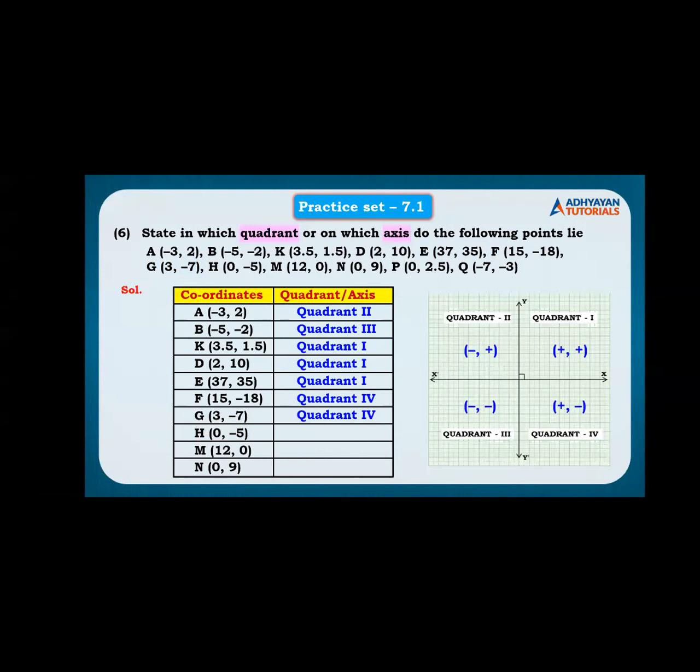Now how do we find that out? Because its x coordinate is 0, it has to lie on y axis. Just the part which we discussed earlier. I hope it is clear. Now 12 comma 0, because the y coordinate is 0, it has to lie on the x axis. And 0 comma 9, it has to lie on the y axis.